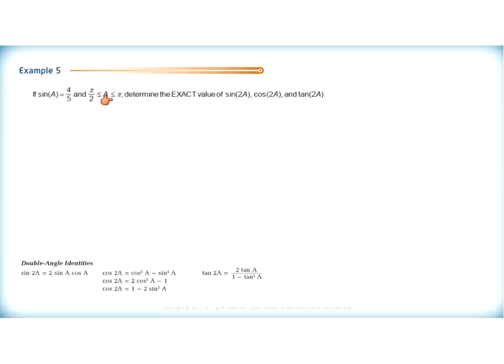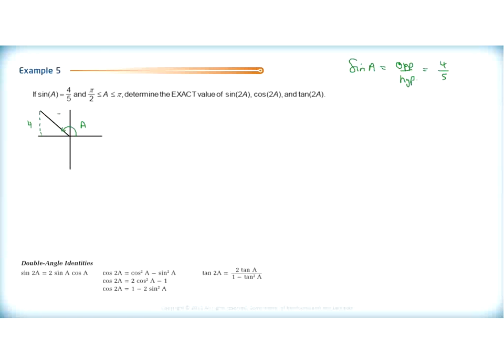But we need to recognize that this is located in a certain quadrant. So in this case, we know that the angle A itself is between pi over 2 and pi. So we know that our angle A is located in the second quadrant. So here's A right here, angle A, between pi over 2 and pi. We know that the sine of A is 4 over 5. We use the reference angle to help us determine all the sides here. So sine theta, we know that the sine of A is equal to the opposite over the hypotenuse. So the opposite side in this case is 4, the hypotenuse is 5.